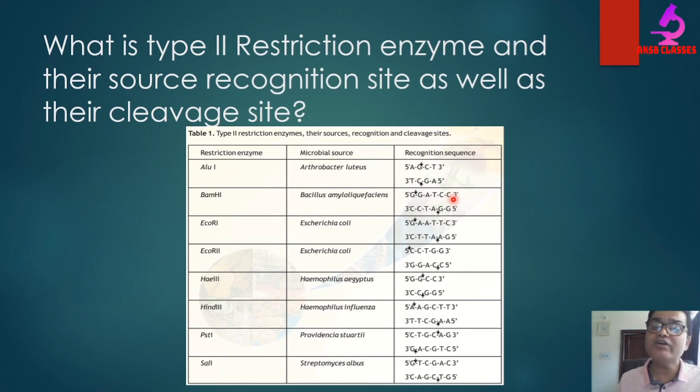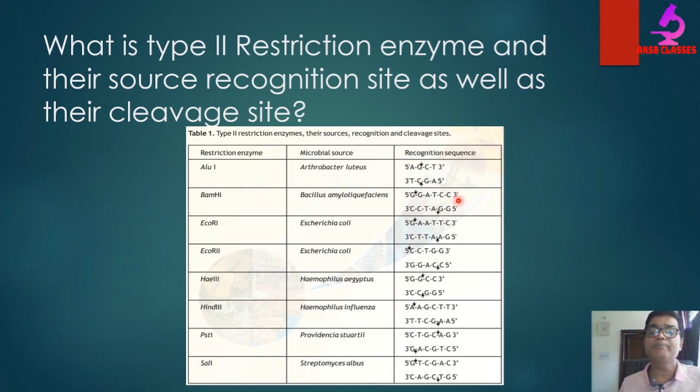Now again you write down the complementary. Complementary of C is G, complementary of C is G, complementary of T is A, and complementary of A is T. And again complementary of G is C, and then G is C. So if we read from 5' phosphate to 3' OH, the same reading you can observe in both the strands, in this strand and in this strand. So always read the DNA from 5' phosphate to 3'. So this is the palindromic sequence.